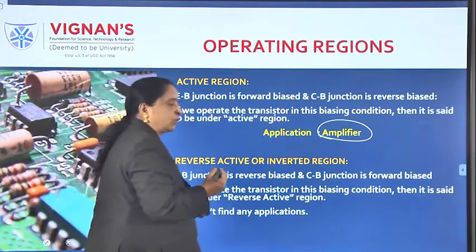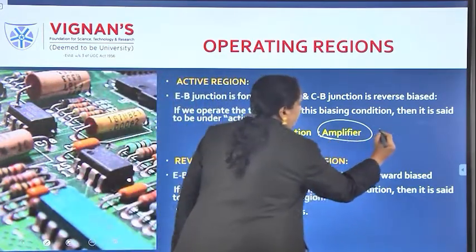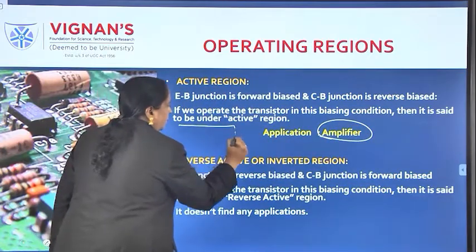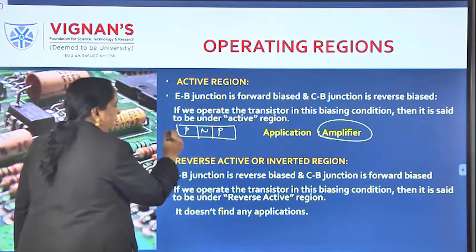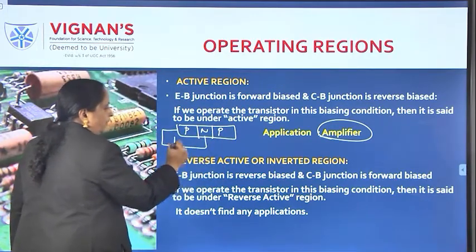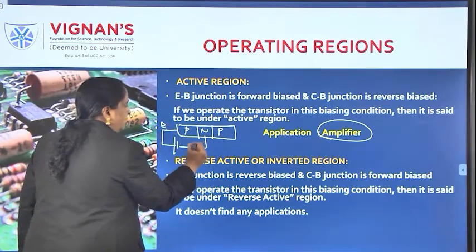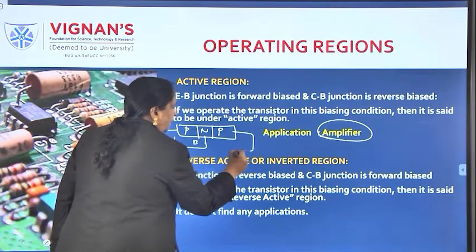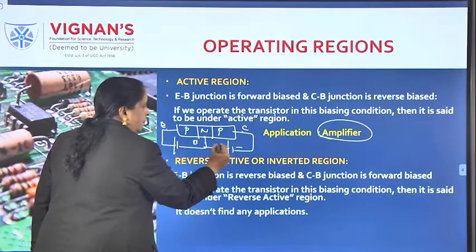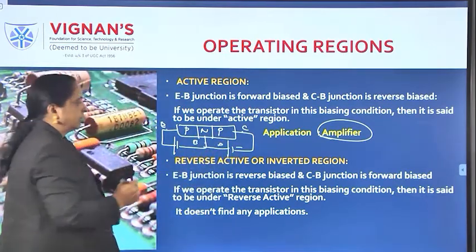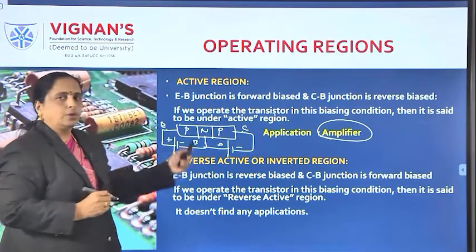Just now we have studied the working of PNP and NPN transistors. See here, if you take a PNP transistor, between emitter and base we have given forward bias connection. See, this is the emitter and this is the base. And between collector and base, reverse bias. This is the collector. Between collector and base, reverse bias condition, and between emitter and base, forward bias. This is known as the active region.